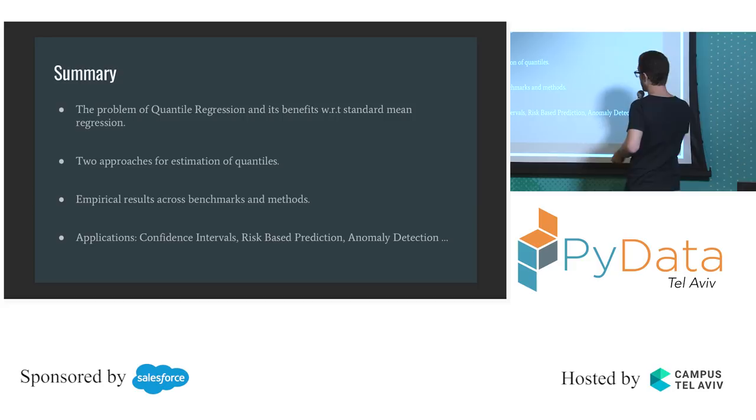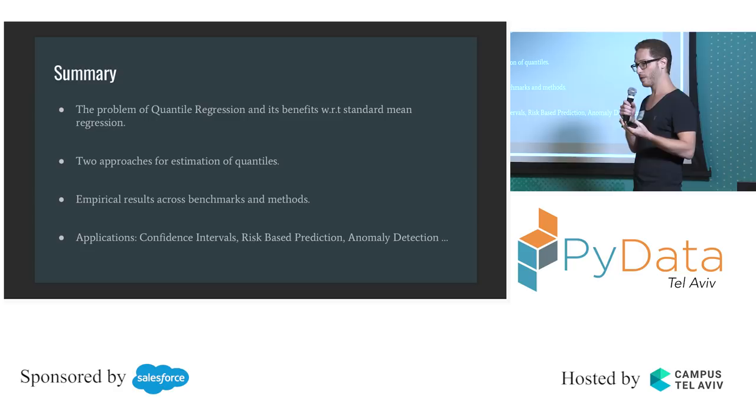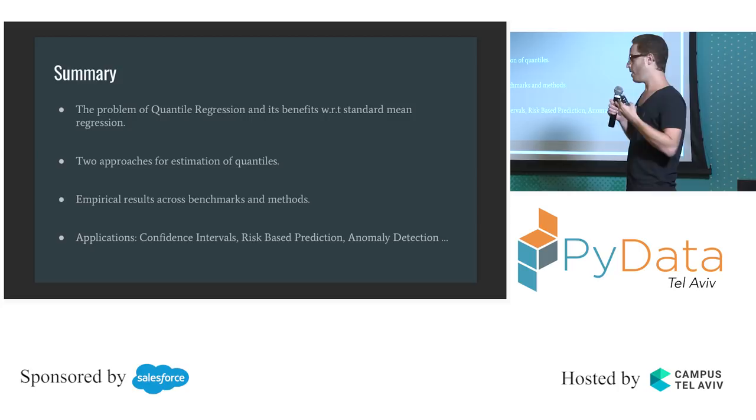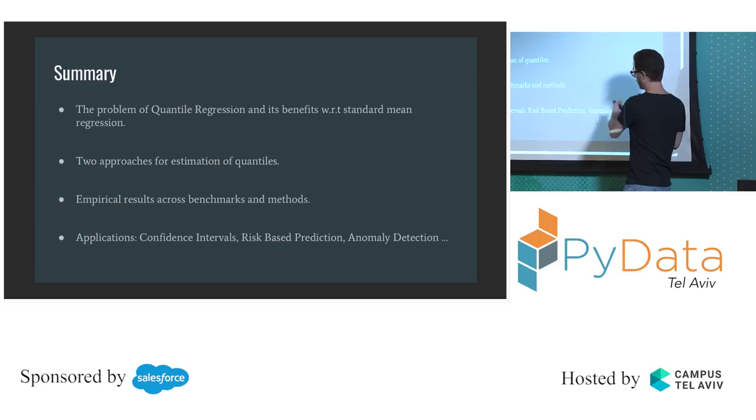Okay, so to summarize, we've seen the problem of quantile regression and we understood a bit what it can help us with with respect to standard mean regression. We've seen two possible approaches for estimating this quantile. We saw some evaluation, and along the way I was trying to give you some possible applications like confidence interval, anomaly detection and others, but you should be able to think about many more applications for quantile regression.